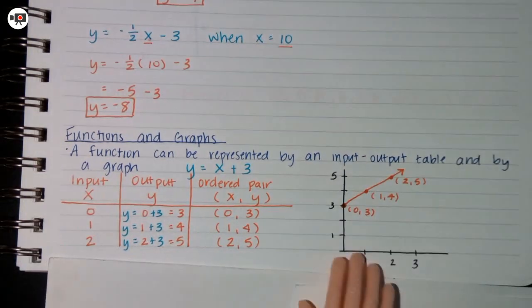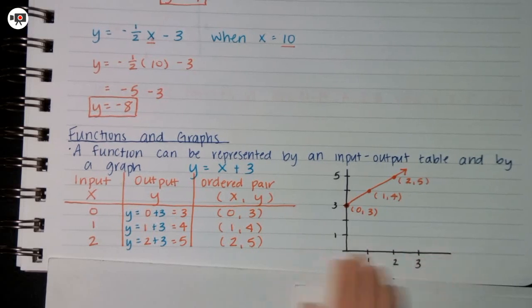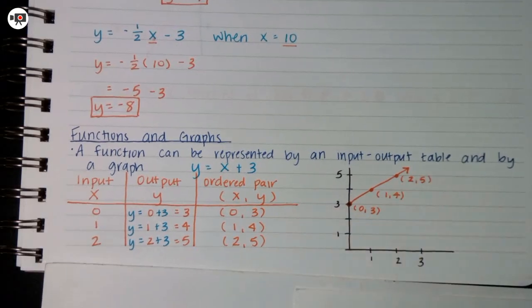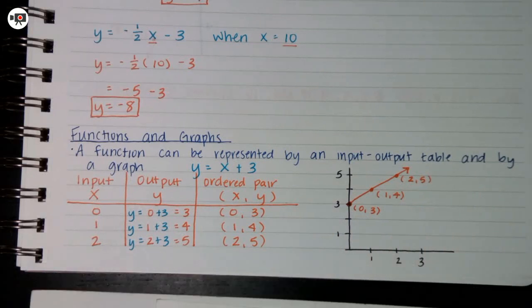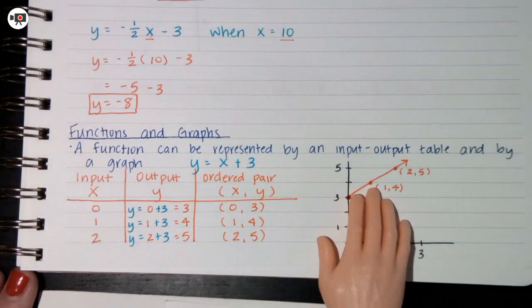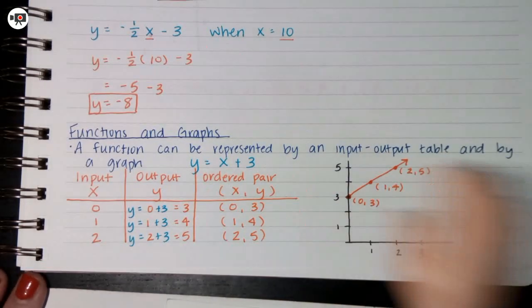Then when I graph it, I have x is horizontal, y is vertical, and I have my line here. So I'd go to the right 0 up to 3, to the right 1 up to 4, and to the right 2 up to 5.